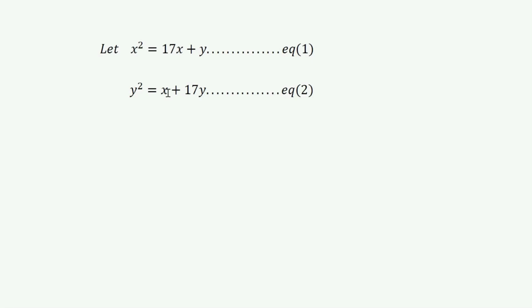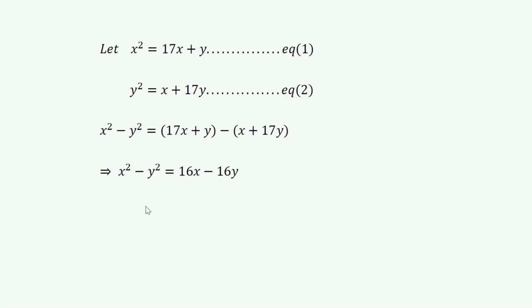Now subtract equation 2 from equation 1, then we get x squared minus y squared equals 17x plus y minus x plus 17y. Simplify this equation, then we get x squared minus y squared equals 16x minus 16y. We know x squared minus y squared equals (x plus y) times (x minus y). Also we can factorize the right-hand side with 16.